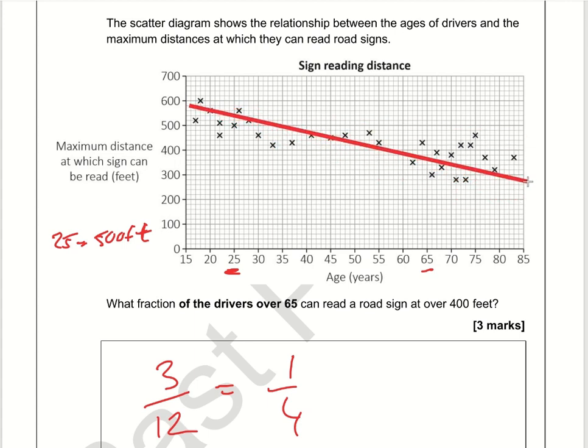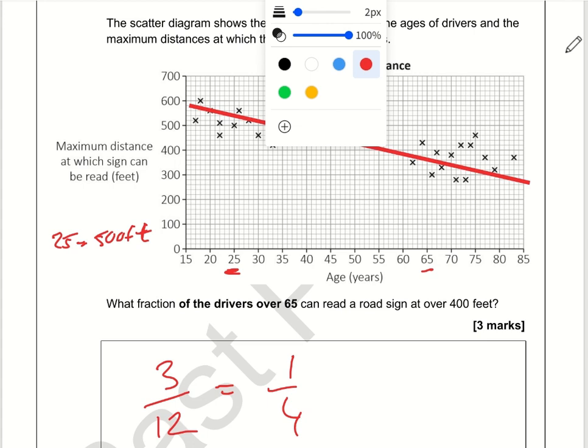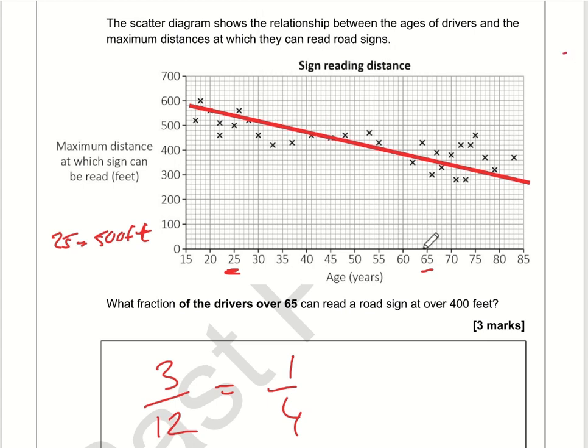So sort of through the middle, like something like that. That should be fine. It's a sort of thing where if I asked 10 people to do it, they would have 10 different lines, but all might be perfectly acceptable. Okay, so now I need to take a reading for 65.